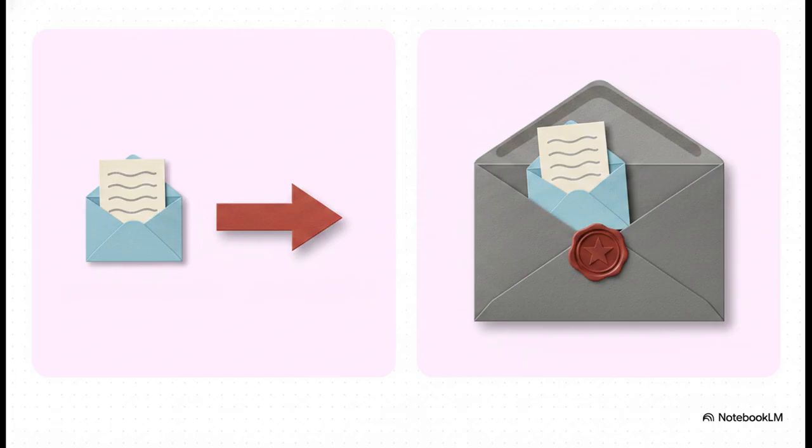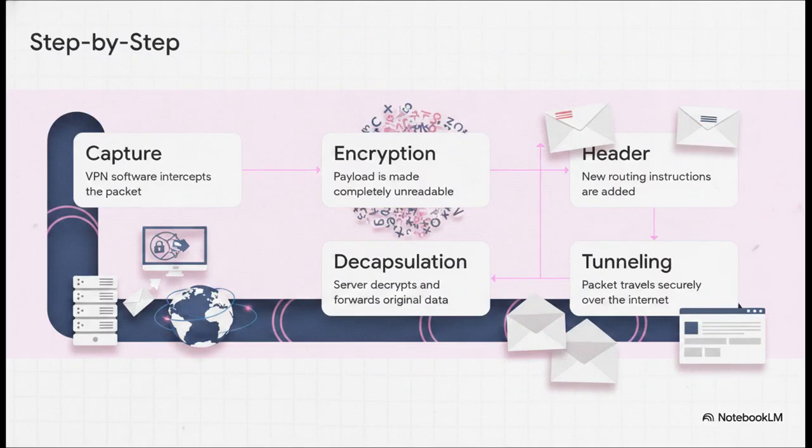Encapsulation takes that letter, encrypts it, and places it inside a brand new sealed outer envelope. This outer encapsulated packet has totally new routing instructions that only point to the VPN server, which completely hides your true destination and the actual payload inside. Let's walk step by step through exactly how that encapsulation process happens.